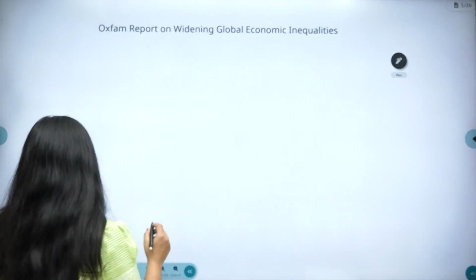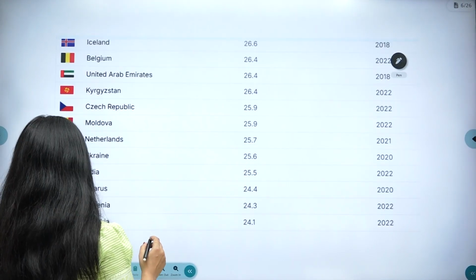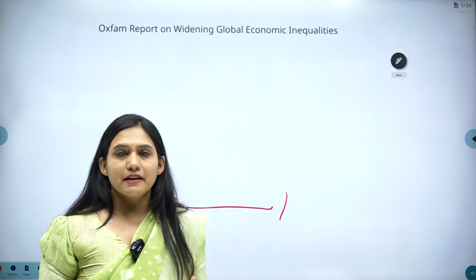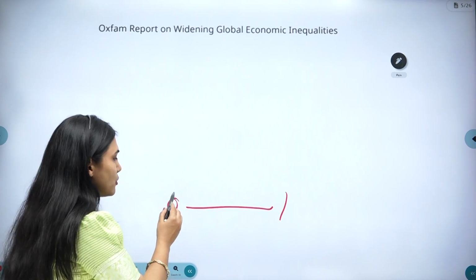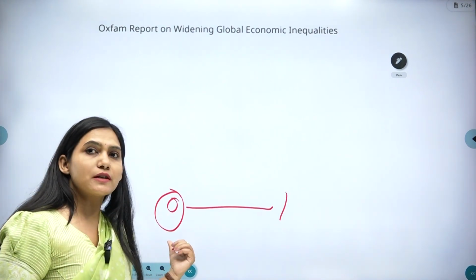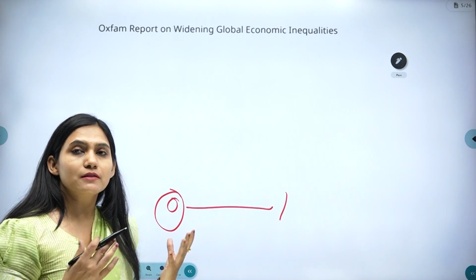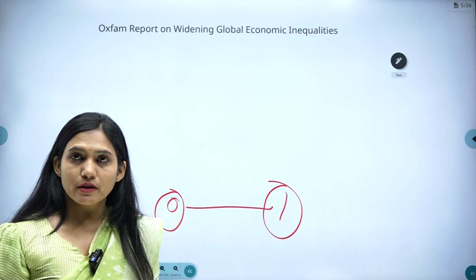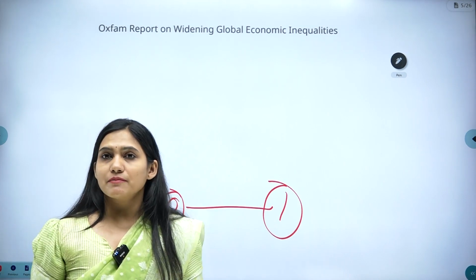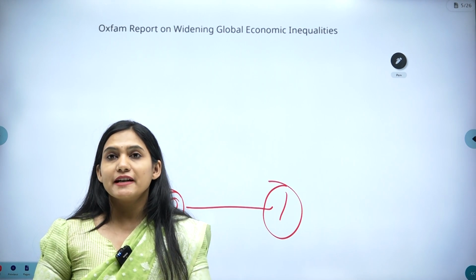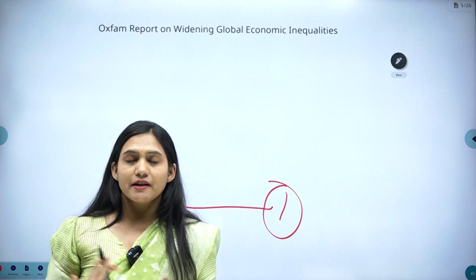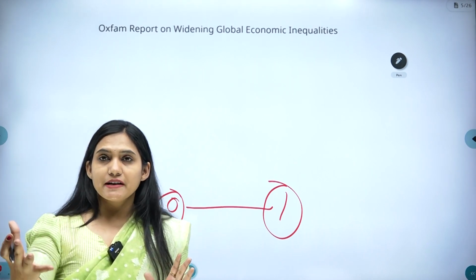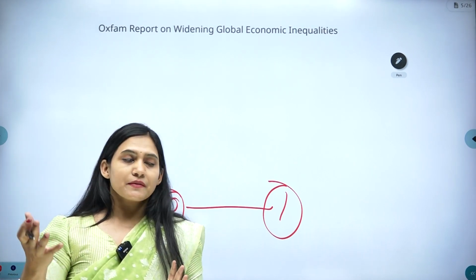So Gini created it from 0 to 1. So what he said that if the Gini coefficient of a country is towards 0, it means it is moving towards equality, and if it is towards 1, it means the country is moving towards inequality. But as I said that it is practically not possible for the governments to create exact equality in the country, income inequality in the country, it is not possible to create exact equality in any country.